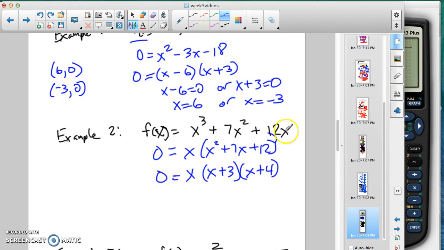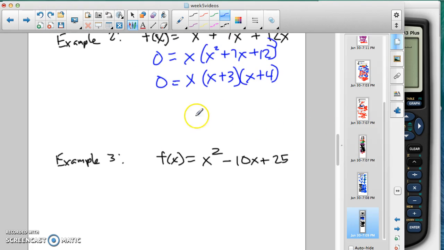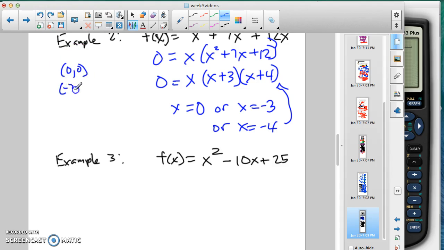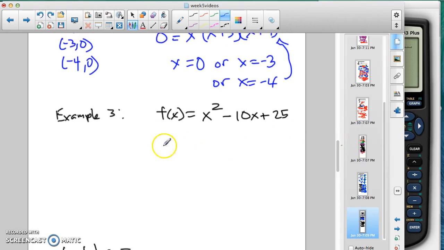That means we have 3 zeros. The 3 zeros are x equals 0 or x equals negative 3 because that makes that part 0, or x equals negative 4 for this part makes it 0. So we have 3 points that this graph goes through: 0, 0, negative 3, 0, and negative 4, 0 are all the zeros of that function. Now my last example, we still set it equal to 0.